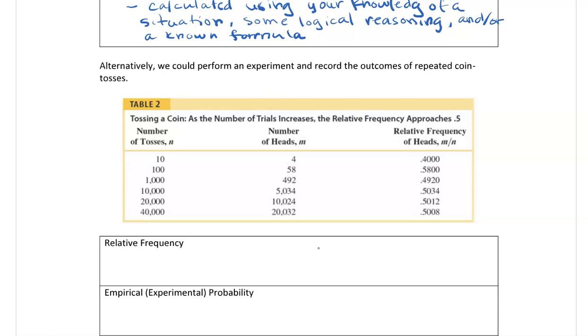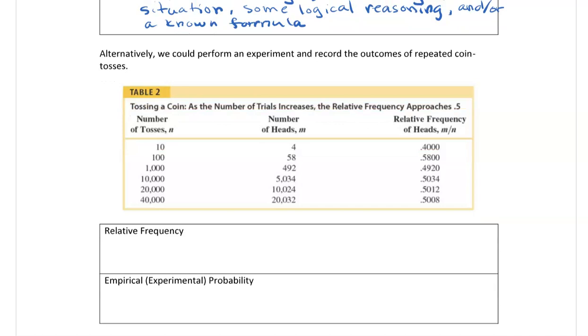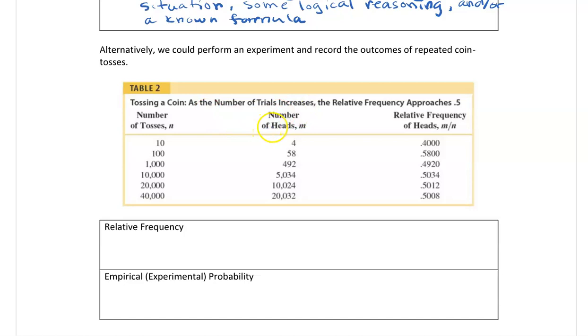We could also calculate the probability of heads or tails by testing a bunch of coin flips. That's what this table is showing. We could perform an experiment where we toss the coin 10, 100, 1,000, 10,000, 20,000, 40,000 times and just record the number of heads. This is just somebody's result of actually testing coin tosses.